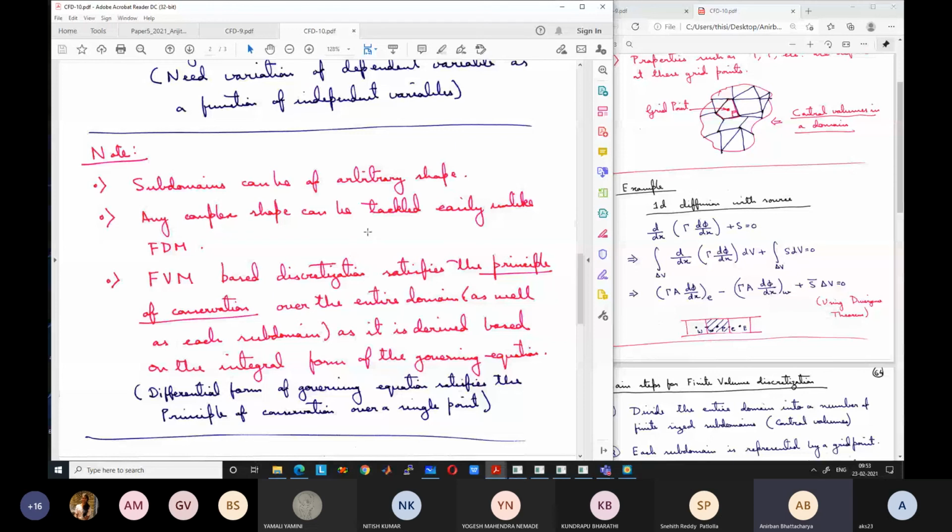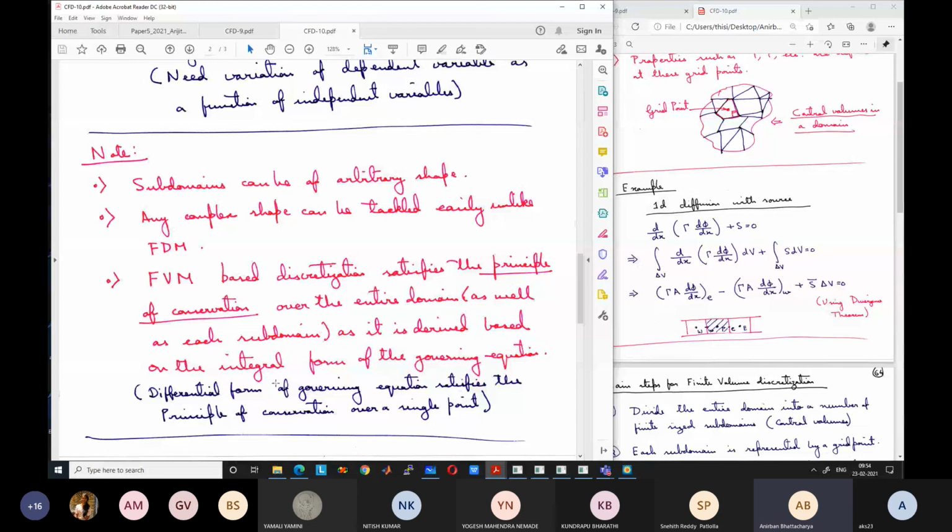And because we have discretized in the finite volume method using the principle of conservation, like we have used integral conservation over the entire domain as well as the subdomain. So for each subdomain, we have conserved values. It satisfies that all the properties will be conserved over the entire domain. As we have derived it based on the integral form of the governing equation, our properties will be conserved over the entire domain and as well as for each subdomain.